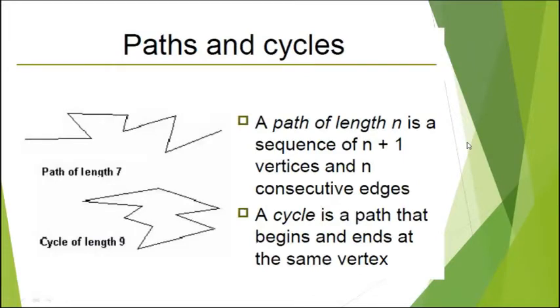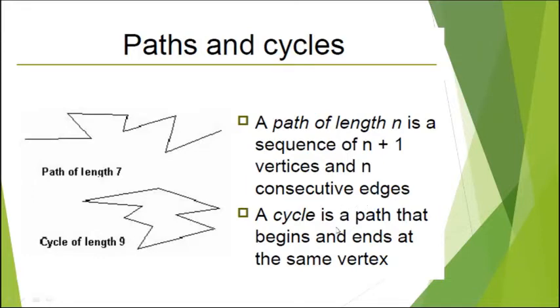So next you have D, paths and cycles. A path of length n is a sequence of n plus 1 vertices and n consecutive edges. If we look at our figure, we have a path of length 7. 1, 2, 3, 4, 5, 6, 7. So that is now your path. It starts at 0, plus 1, so that's the 1, hence n plus 1 vertices and n consecutive edges.